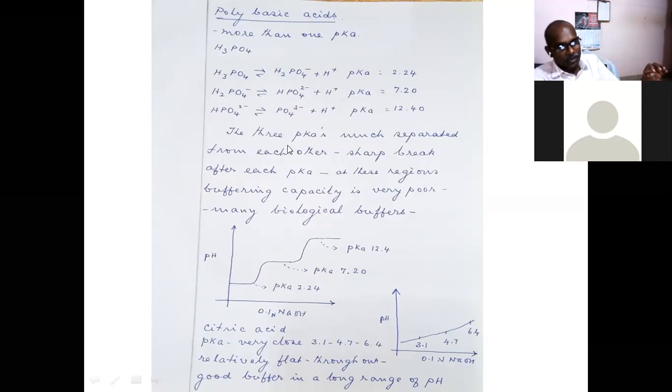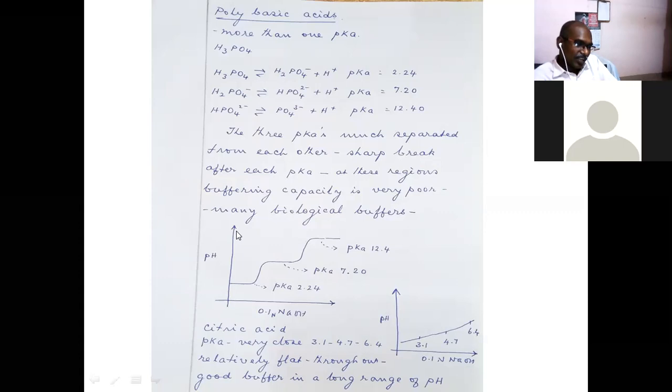Therefore, the 3 pKa values are much separated from each other. Look here, there is a vast separation among them: 2.24, 7.20, 12.40. Therefore, what happens? At around these places, 2.24, 7.20, 12.40, flattenings of the curve are observed. But above and below these flats, you can see a sharp variation in the pH.